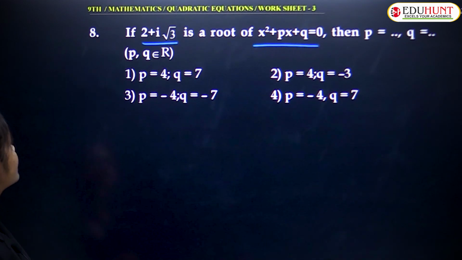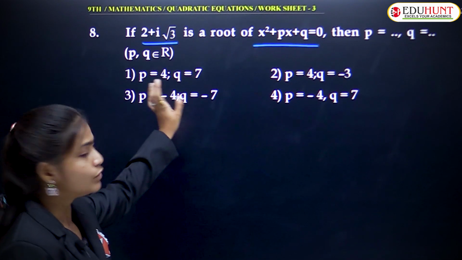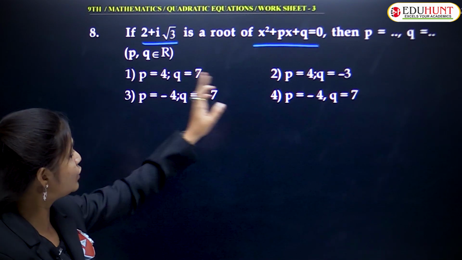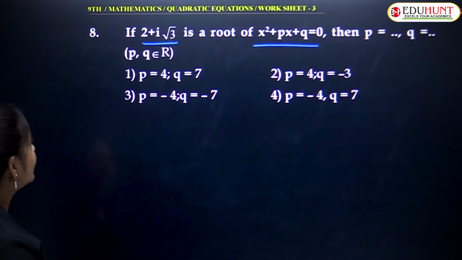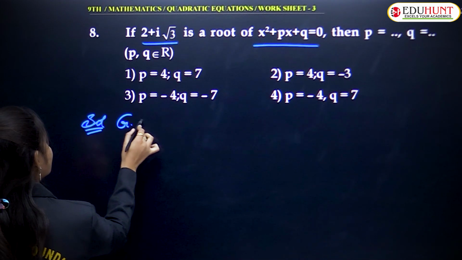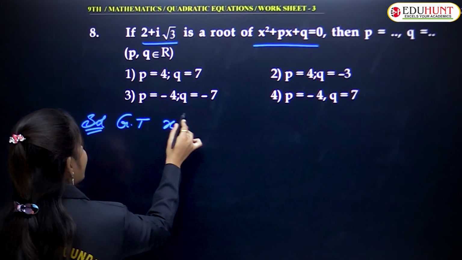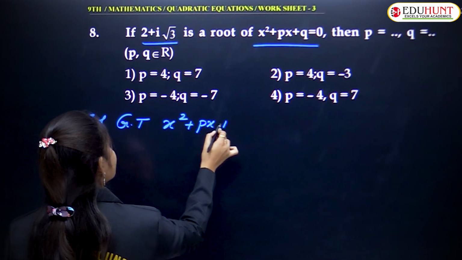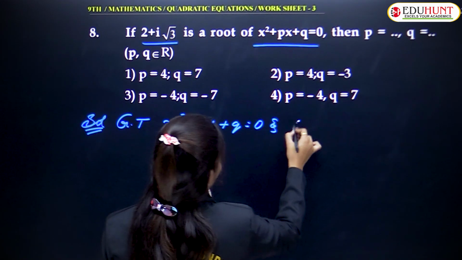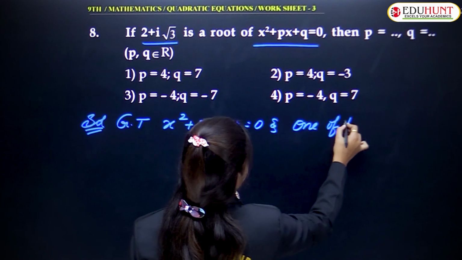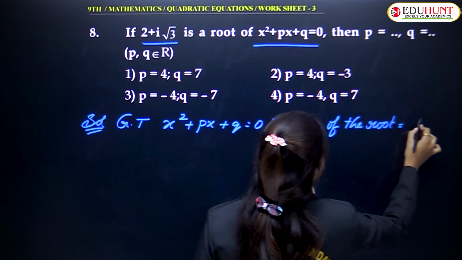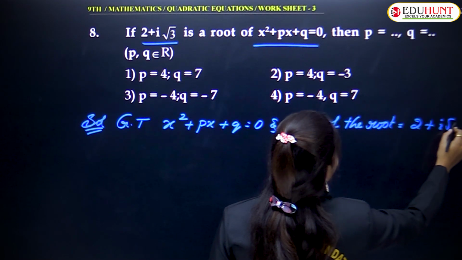So here what do they ask? They have given one of the roots of the given equation. So we need to find the other root as well as the values of p and q. Okay. What they have given here: x square plus px plus q is equal to 0, and one of the roots is 2 plus i root 3.